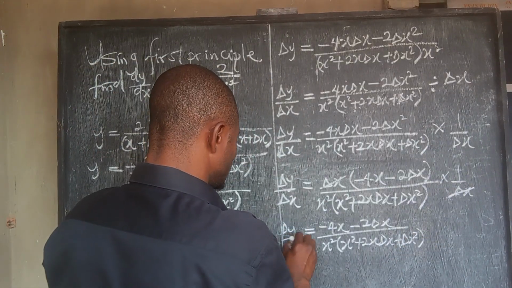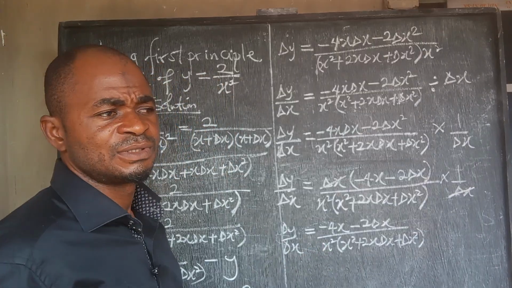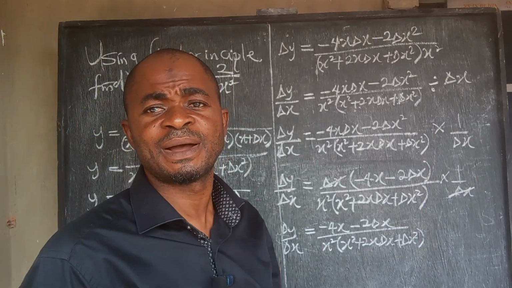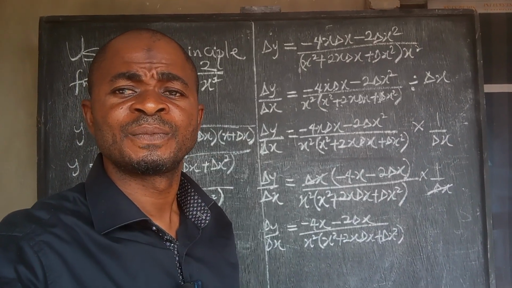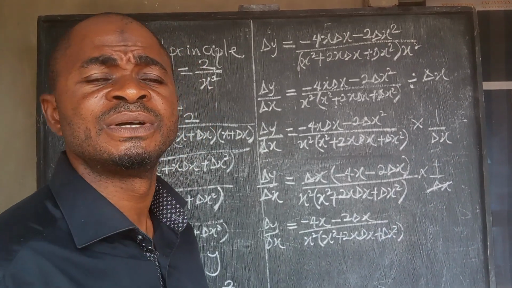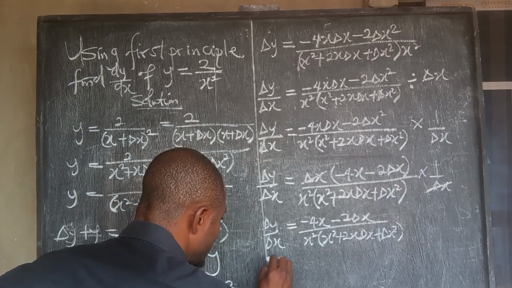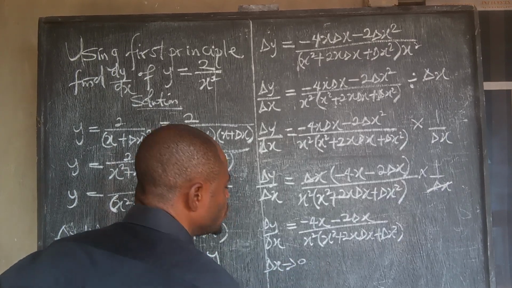Now this is changing y over changing s. What remains is the limit function. What is the limit function? Now say that changing s must tend to 0.